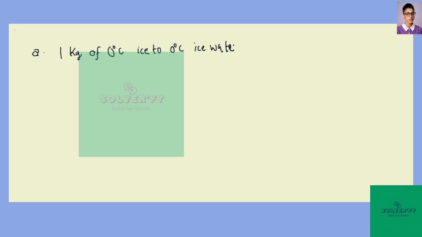So changing from ice to water is done by using the latent heat of fusion, and Q is given by the latent heat of fusion LF into mass, right? So latent heat of fusion is 80 calorie per gram, and the mass is 1 kg. To keep this in the same unit, I need to convert this kg into grams, so that is 1000 grams. So this gives me 80,000 calorie. Or let me write it as 80 kilocalorie.